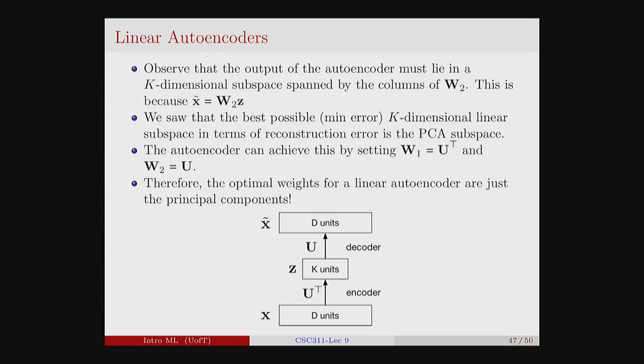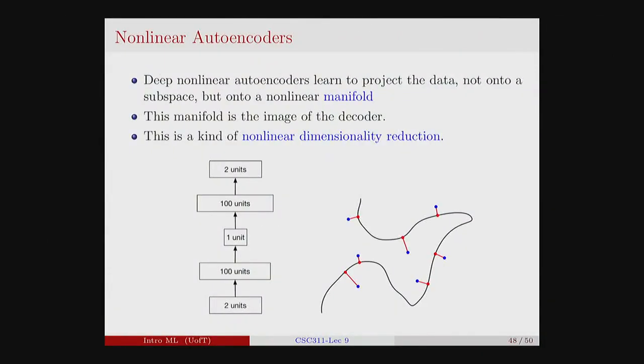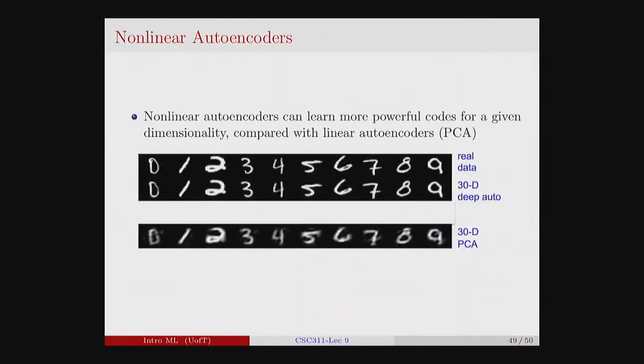So it's really important to understand that even though at optimality these two models yield the exact same solution because they are one and the same, the mechanism of learning between the two is very different. But the much more interesting and relevant case shows up when you have nonlinearities. So you have a deep nonlinear autoencoder that learns to project the data not onto a subspace, but onto some nonlinear manifold. And so this manifold is going to be the image of the decoder. So when you have nonlinearities in your autoencoder, you're doing some form of nonlinear dimensionality reduction.